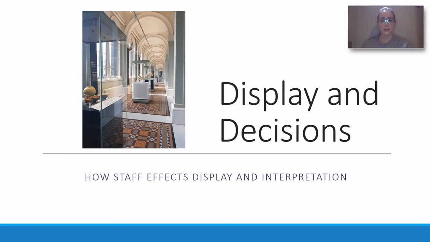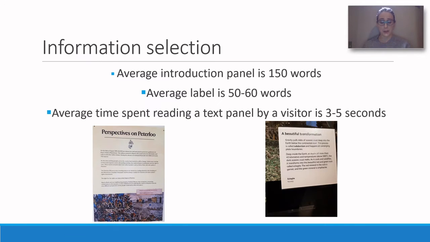This video is about how staff and people involved in making exhibitions and museum interpretation affect what's displayed. So a little bit of background. The average introduction panel to an exhibition is roughly about 150 words. And this panel has to give the overarching theme of the exhibition and give people a general introduction to what's involved.